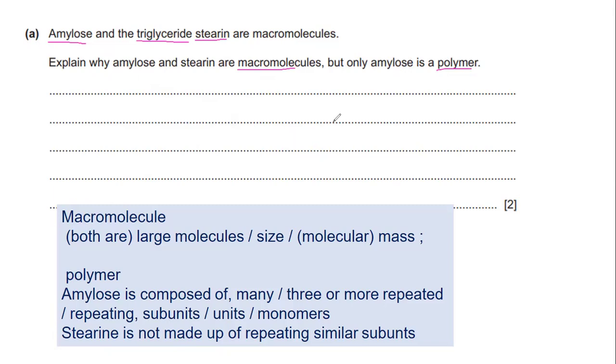Okay, so that is our introduction to biological molecules. And in our next lesson, we shall learn about carbohydrates. Those are the polysaccharides, the monosaccharides, the disaccharide, starch, amylose, amylopectin, glycogen, and cellulose.